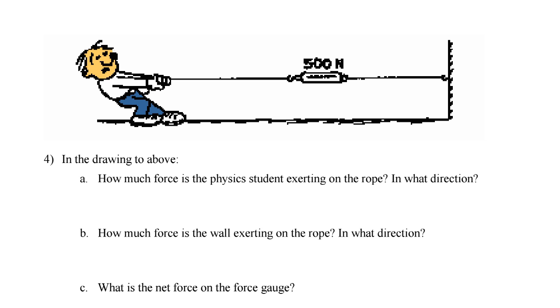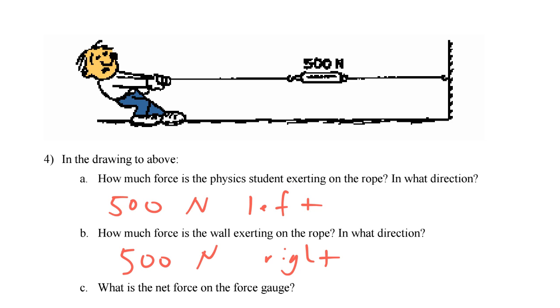All right, so we've got a student pulling on a rope with a force gauge in between. They're pulling with 500 newtons left. How much force is the wall exerting on the rope? Well, it's going to be 500 newtons to the right. What is the net force on the force gauge? So it's 500 newtons left, 500 newtons right. Its net force is 0.